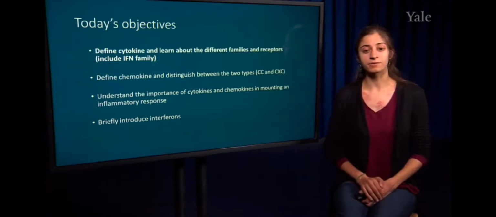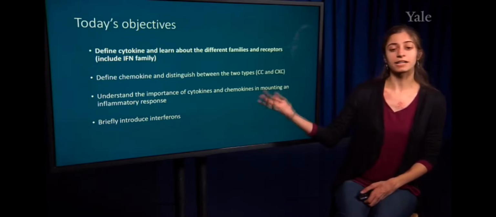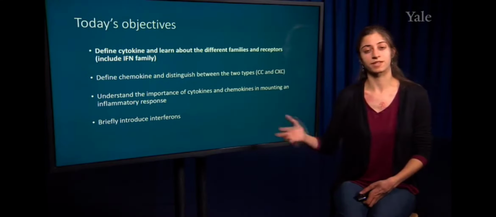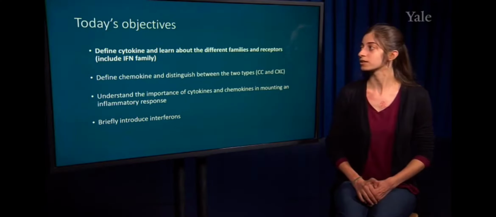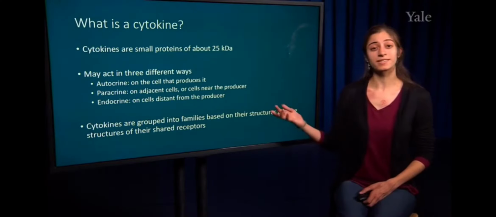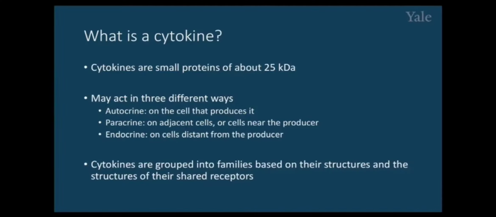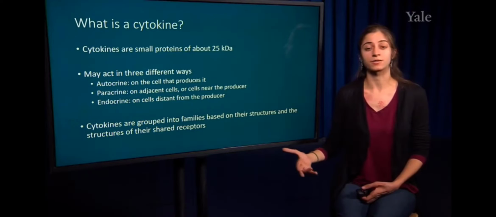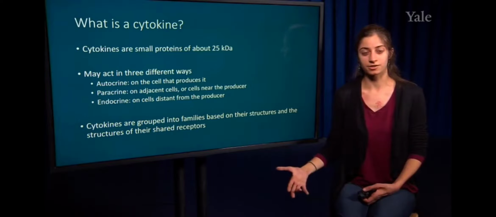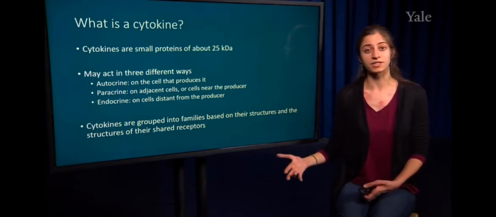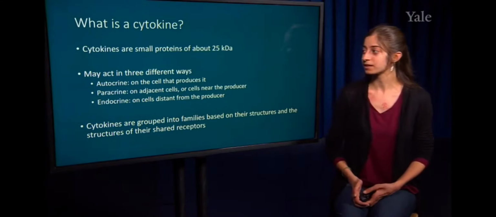So let's begin with defining cytokine and talking about the different families of cytokines and cytokine receptors. So what is a cytokine? Well, a cytokine is a small protein that weighs about 25 kilodaltons. If you break down the word, cyto means cell and kine means movement. This suggests that the main role of a cytokine is to cause movement and change within cells, in our case, specifically lymphocytes and other immune cells.